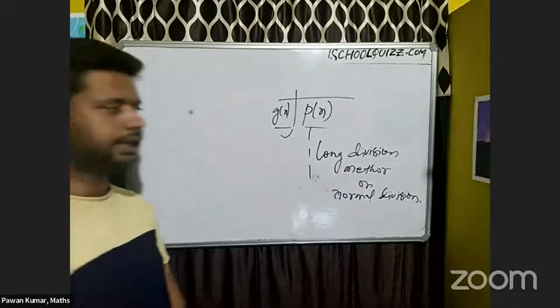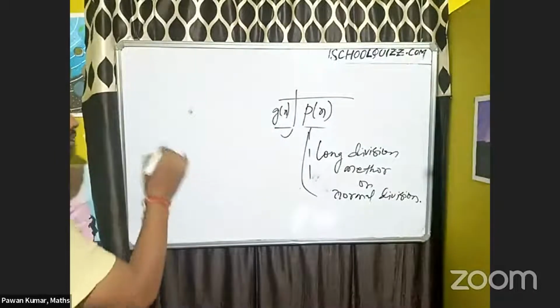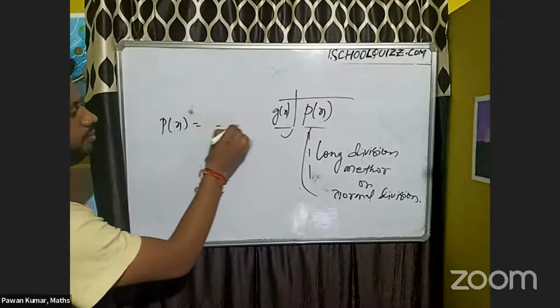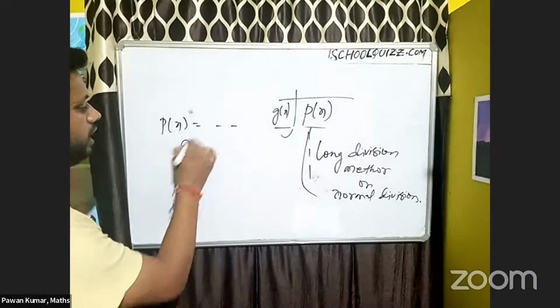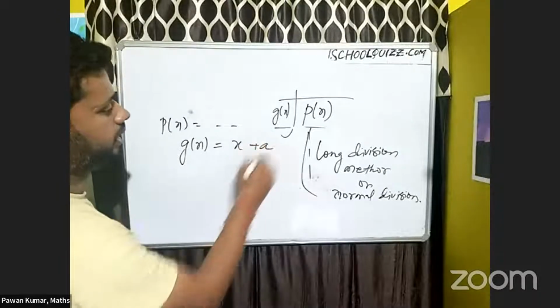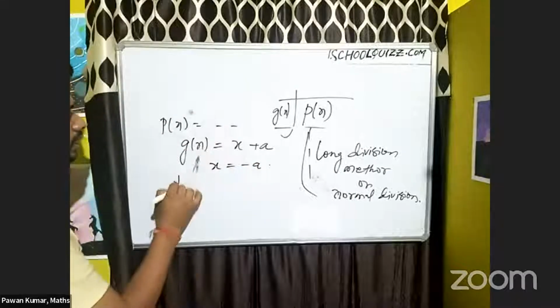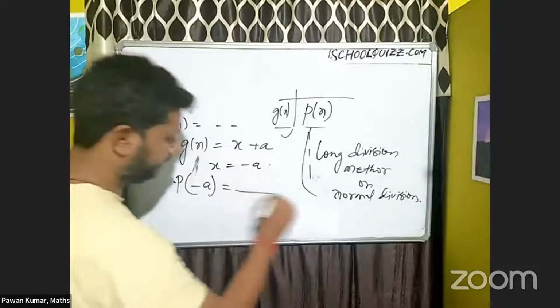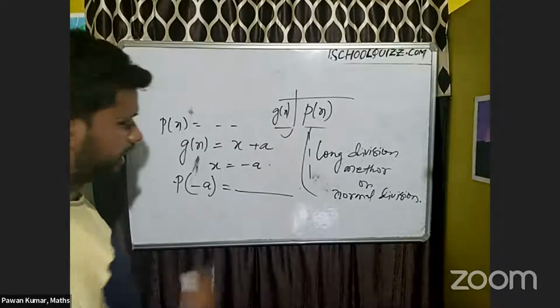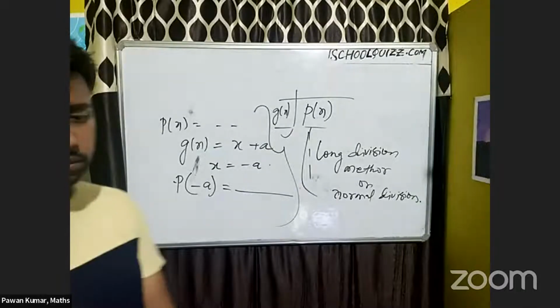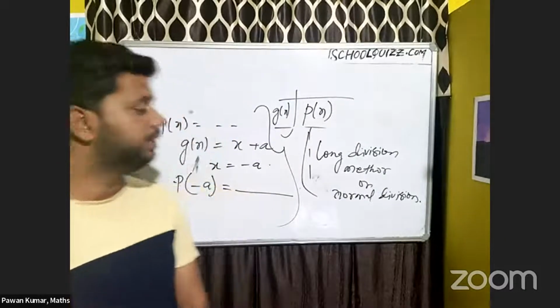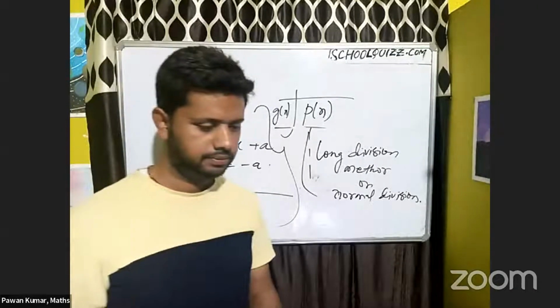And another way is directly by the remainder theorem. What you have to do: if p of x has some expression and g of x is in the form of, suppose, x plus a, then simply you have to put x equals minus a. So we directly substitute minus a in place of x and find a value. That is the process of the remainder theorem or factor theorem without actual division. Understand?